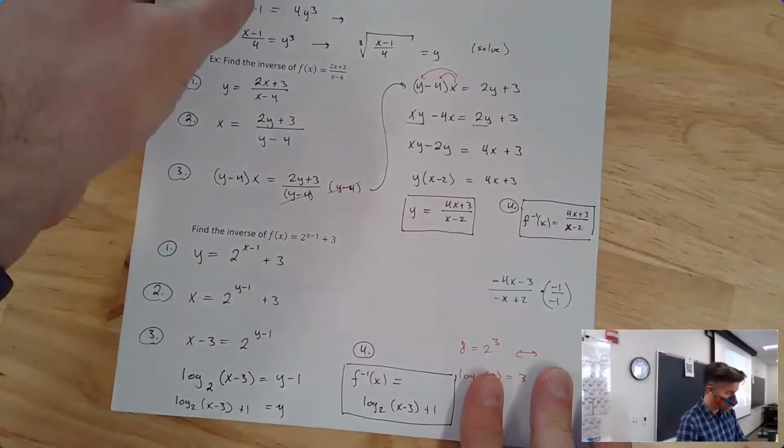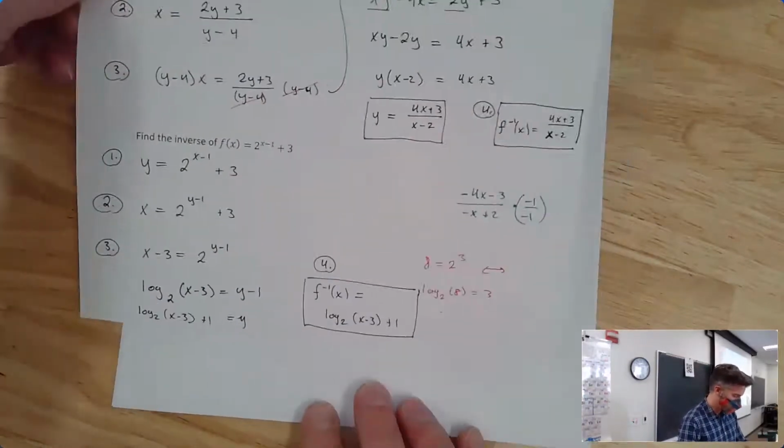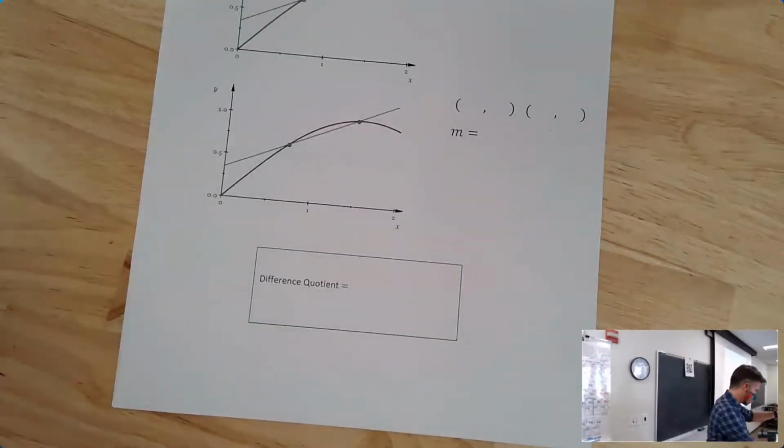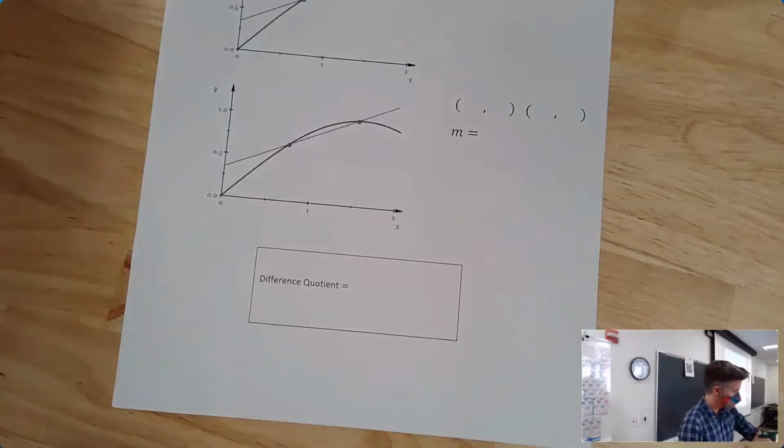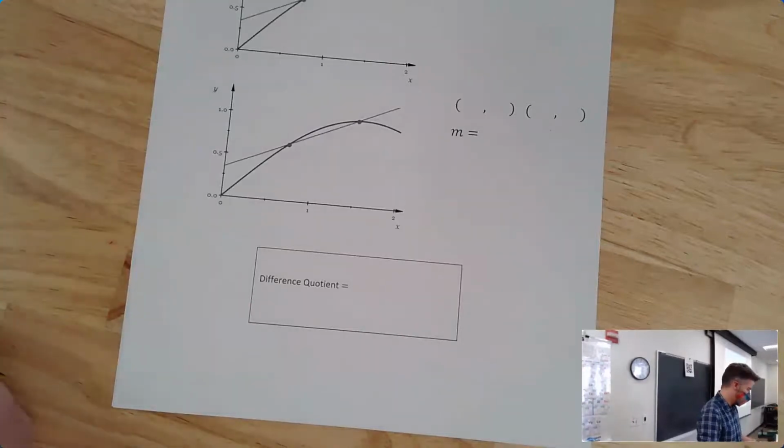We're going to completely switch gears now and talk about something else. The difference quotient. A very important thing. So here's what I want you to know about the difference quotient. You're just finding the slope of a tangent line. Not the slope, sorry, not the slope of a tangent line, the slope of a line between 2 points.